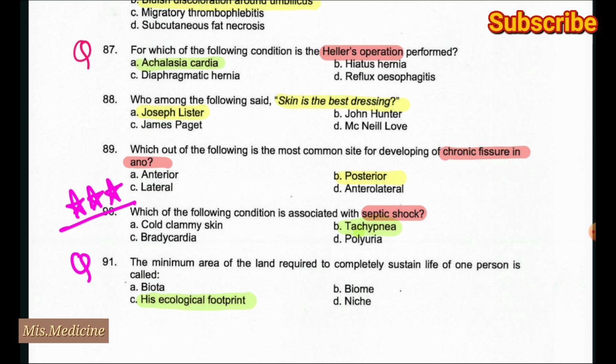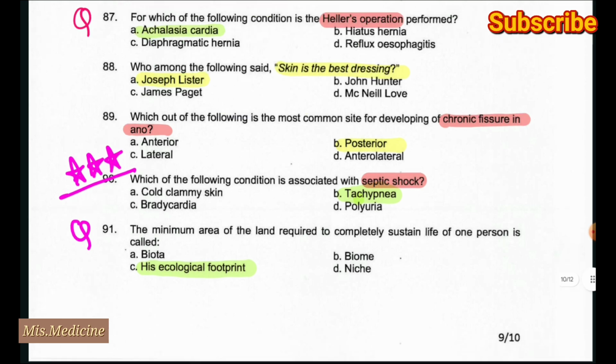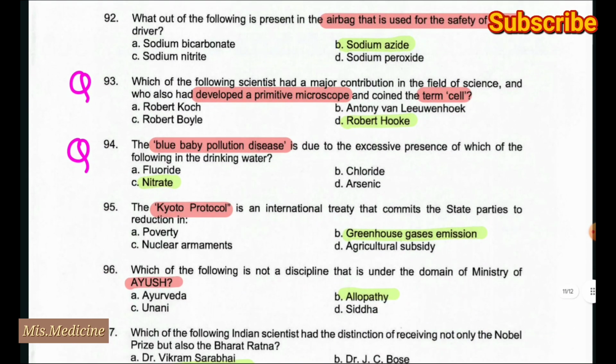Which of the following conditions is associated with septic shock? The minimum area of land required to sustain the life of one person is called his ecological footprint. Next question: which of the following is present in the airbag that is used for the safety of the car driver? Sodium azide. Next question: which of the following scientists developed a primitive microscope and coined the term cell? Robert Hooke.